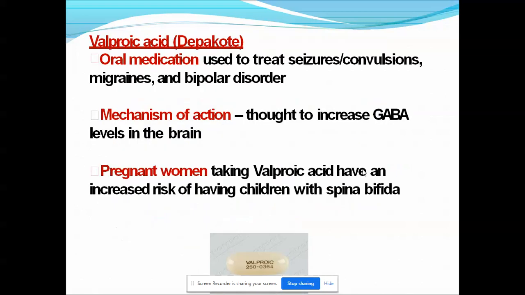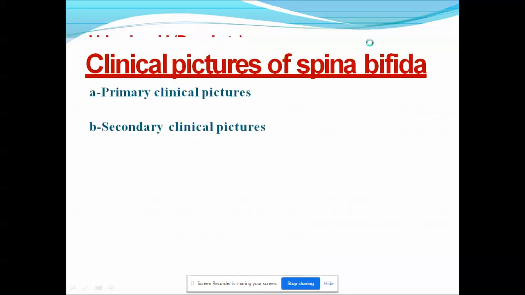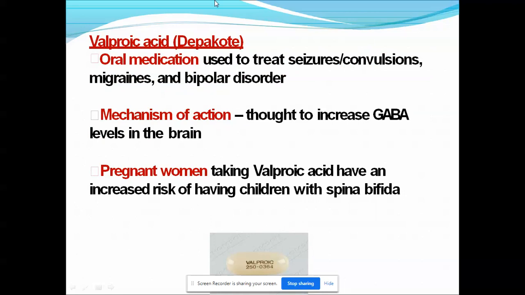Next is valproic acid, an oral medication used to treat seizures, convulsion, migraine and bipolar disorder. So if the mother has any kind of seizure, convulsion, migraine, or bipolar mood disorder, and because of that she is taking valproic acid tablets, then it can give rise to neural tube defect.